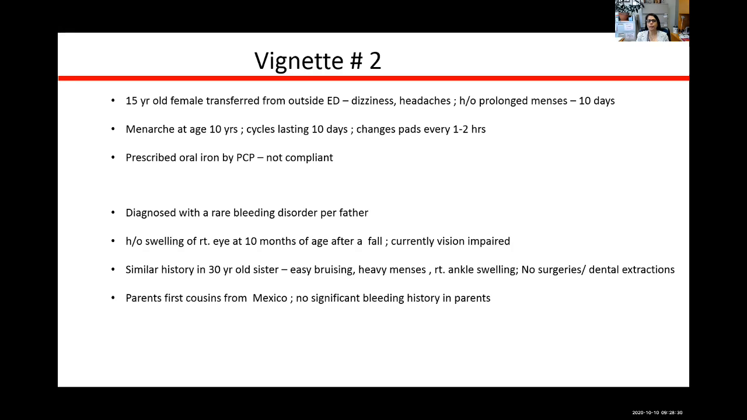At the age of 10 months, when she was just learning to walk, she tripped and fell and hit her head and had a huge swelling in her right eye. Subsequently, they attempted some kind of procedure, but it just made the swelling worse, and she lost vision in that eye. Currently, she's legally blind in that one eye. A similar history was reported in her 30-year-old sister, with a history of easy bruising and heavy menses. The sister also had right ankle swelling, which took almost a month to recover. Both parents are from Mexico and are first cousins, and there was no significant bleeding history in either parent.